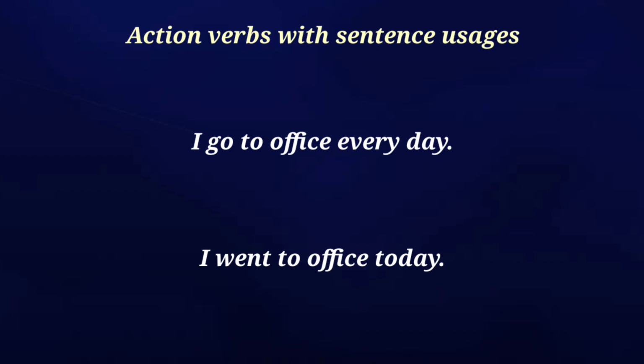So I go to office and I went to office differ in meaning. I go to office is a present form. We use go as a V1 form because it is something that you do every day in a repetitive manner. That's your habit. I went to office today. That means that is something that you did today. It is a completed action. You got it. Now we will go to the second one.